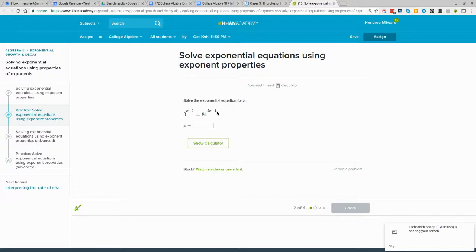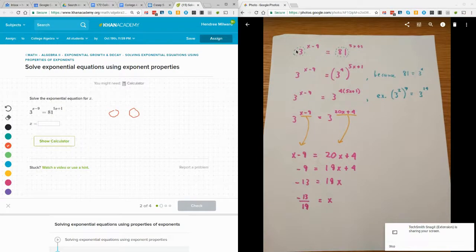The key to all these really is getting the base of the exponent to be the same on both sides. So here we have 3, and on the other side we have 81. I'm going to show you my solution, and what you want to be able to do is rewrite that so that both of them have 3, the lower of the two numbers, as the base, right? Okay.